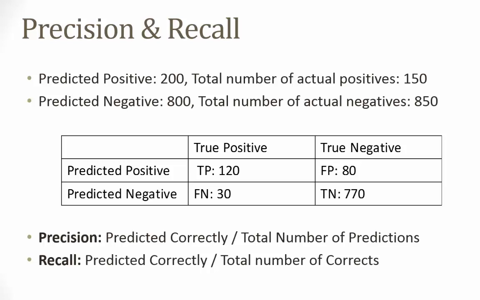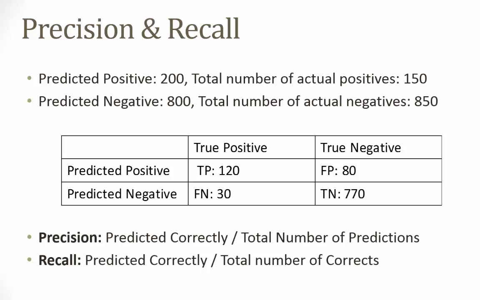Look at this table. On the columns we have true readings, true positive, and true negative. So if you add up the numbers in the columns, they have to be equal to the true number of positives. We have 150 positives, so it's 120 plus 30. It is going to be 150. We have 850 negatives, so if you add 80 and 770, it will be equal to 850.